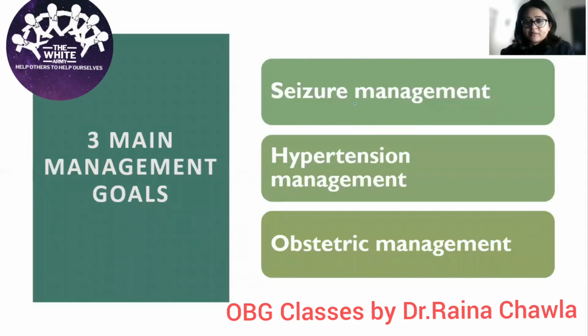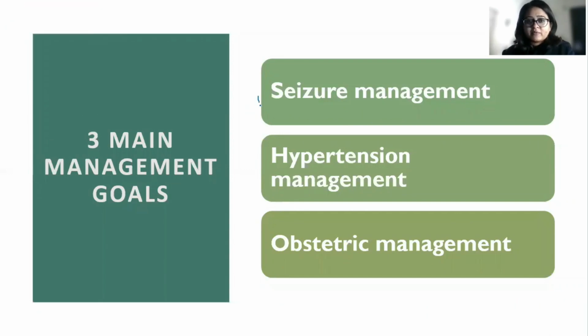Now, when a patient comes with eclampsia, the three main headings under which management follows are, number one, seizure management, that is control of the seizures and prevention of further seizures from happening. Secondly, because the cause is preeclampsia or hypertension, we have to manage her hypertension also.